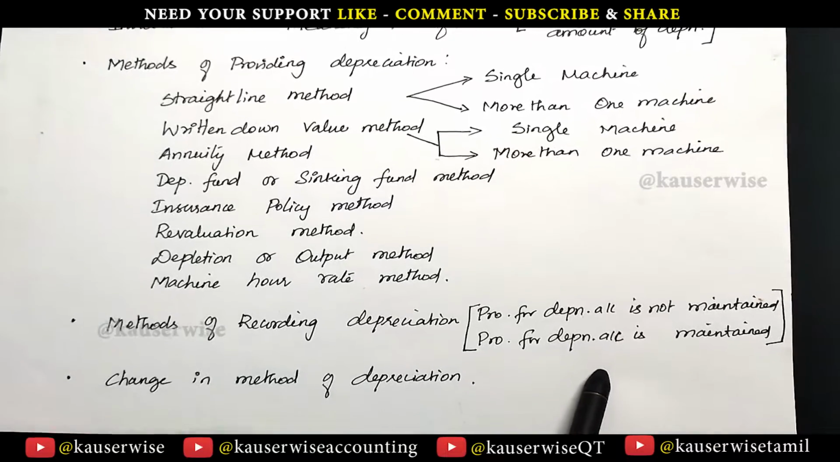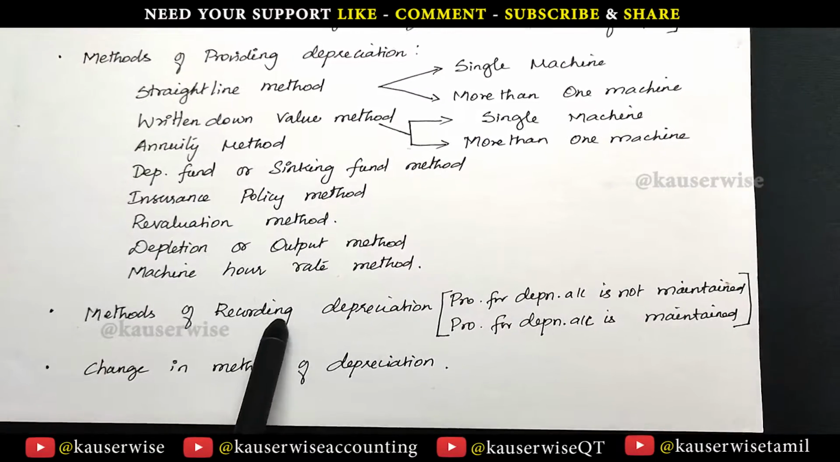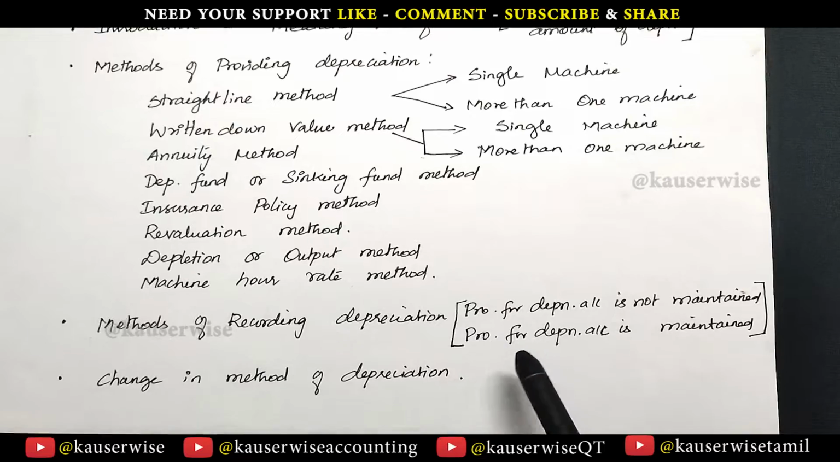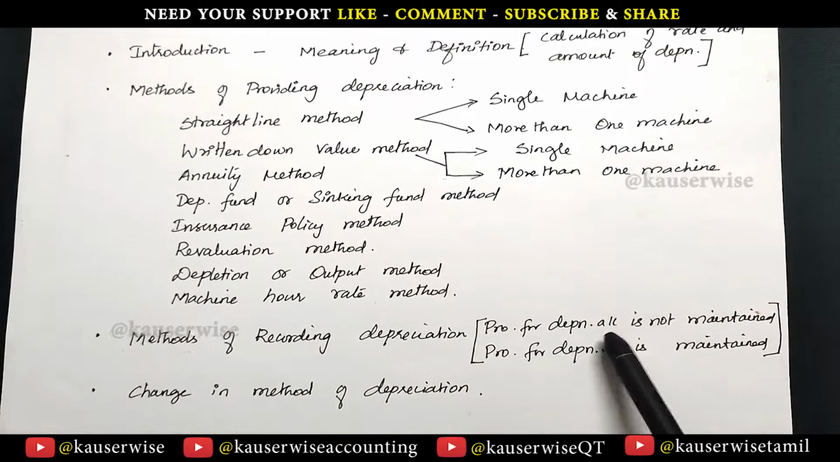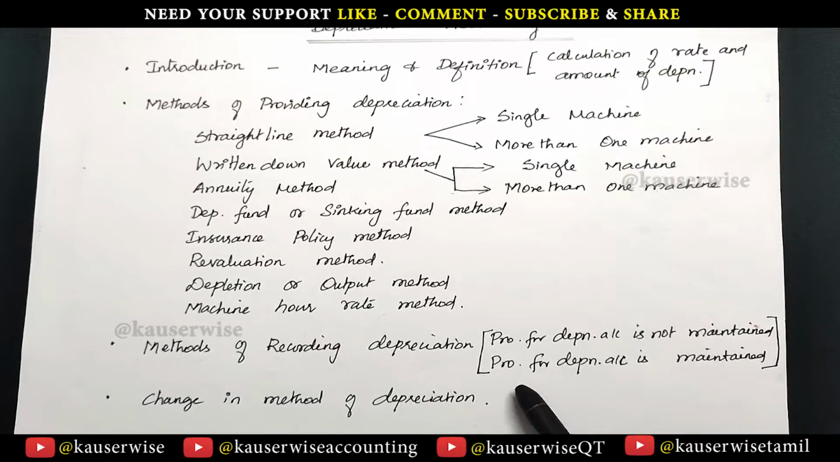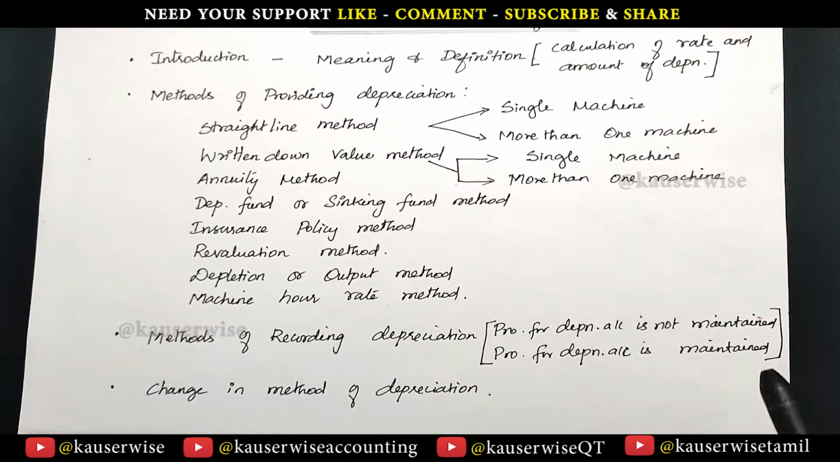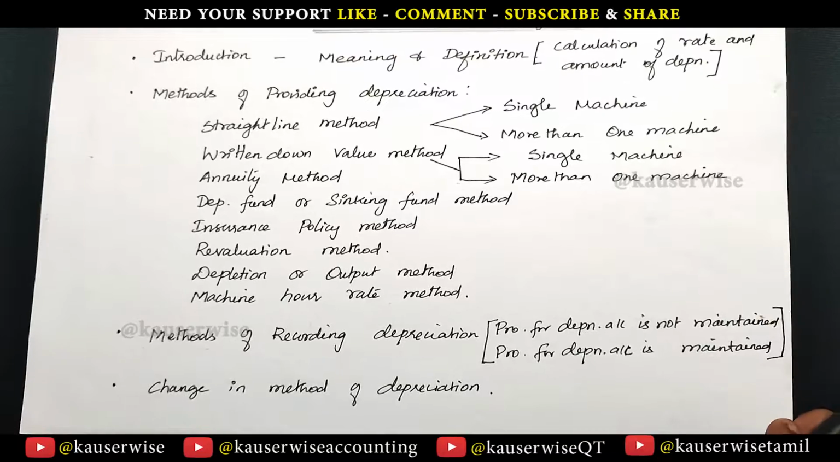Now in this video we are going to see methods of recording depreciation. In that we are going to see two different methods. Number one, provision for depreciation account is not maintained, and number two, provision for depreciation account is maintained. So we are going to see one by one. Now let's get into the video.